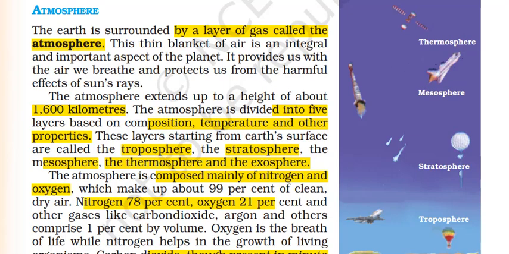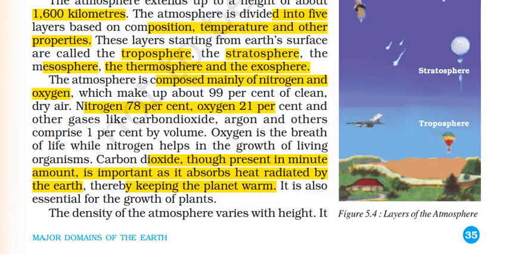Now let us look at the composition. The atmosphere is mostly composed of nitrogen and oxygen. It makes about 99% of clean dry air. Nitrogen is 78%, oxygen about 21%, and the remaining 1% contains many gases, carbon dioxide, argon, and we all know why oxygen is important for us because we breathe oxygen. Nitrogen helps in growth of living organisms. Carbon dioxide is in very small quantity but it is very important because it helps keep the planet warm through the greenhouse effect.